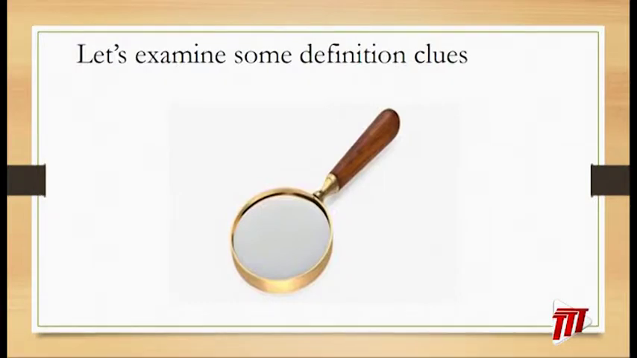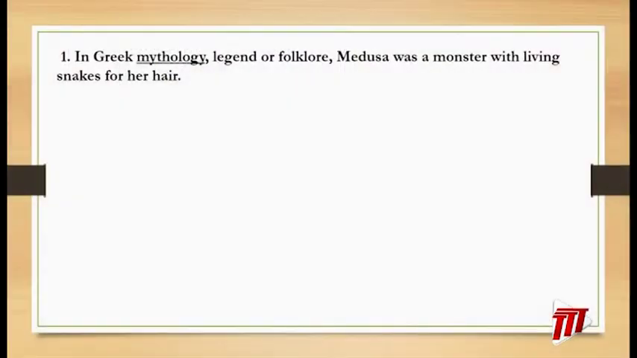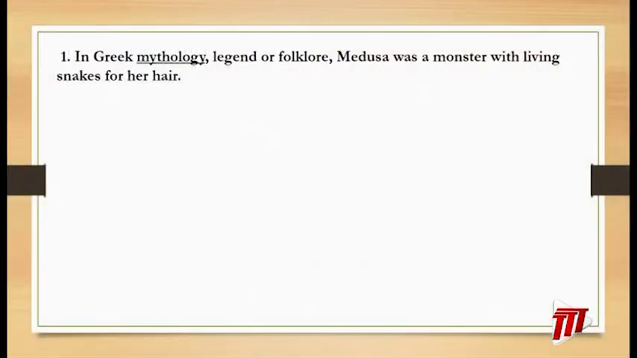Let's examine some definition clues, and let's see if you can figure out what the signal words are, what hints are there to help you figure out its meaning. In Greek mythology, legend or folklore, Medusa was a monster with living snakes for her hair. We want to know what the meaning of the word mythology is. What's the hint? Yes, the comma after mythology, legend or folklore. So the meaning of mythology is legend or folklore.